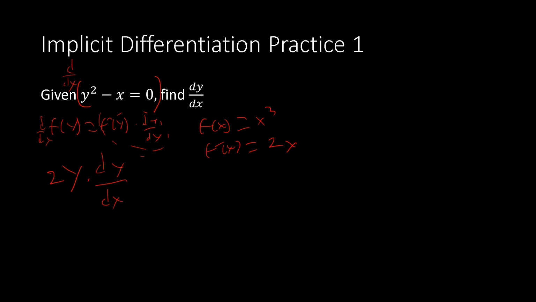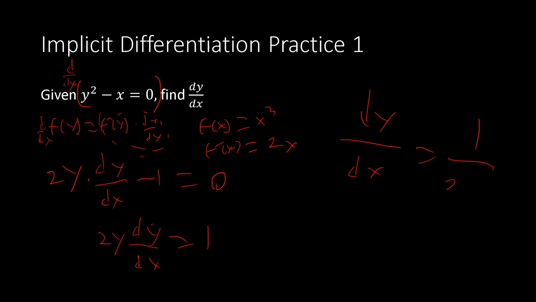And the derivative of negative x is just negative 1, and the derivative of 0 is just 0. Okay, now our next step is to rearrange the terms so that dy over dx is alone on one side. So we're going to keep this term on this side, and we're going to add 1 to both sides. Then finally, to solve for dy over dx, we're just going to divide by 2y. So dy over dx in this equation is 1 over 2y.